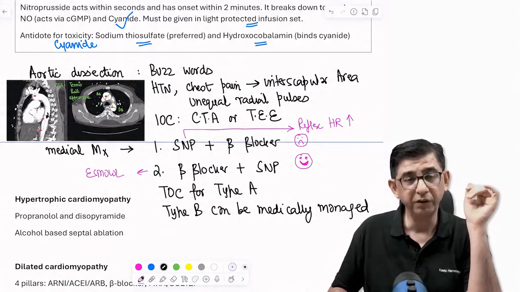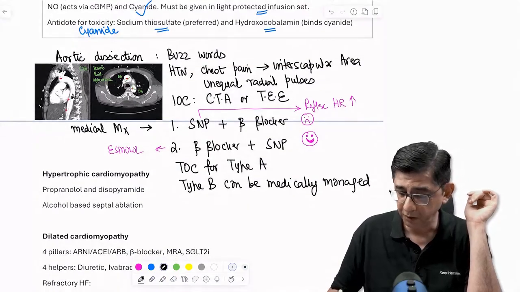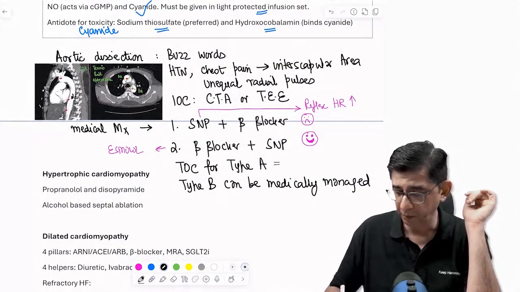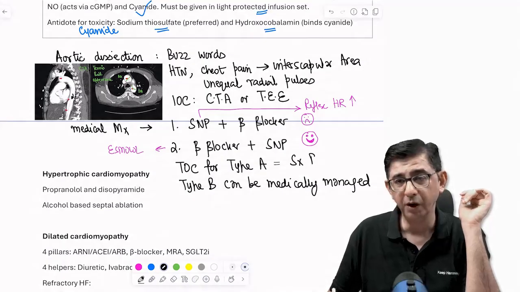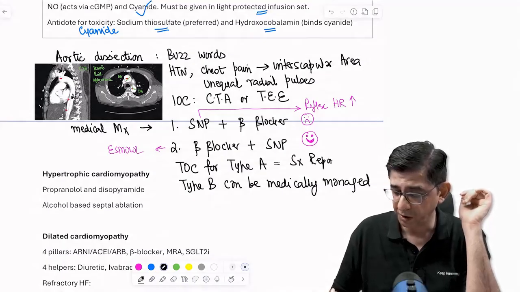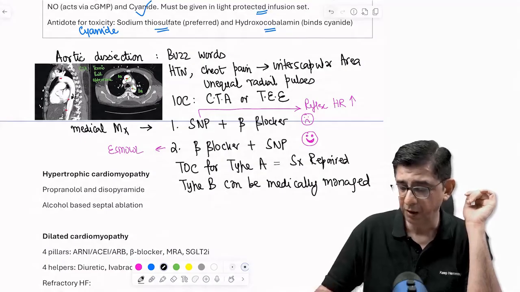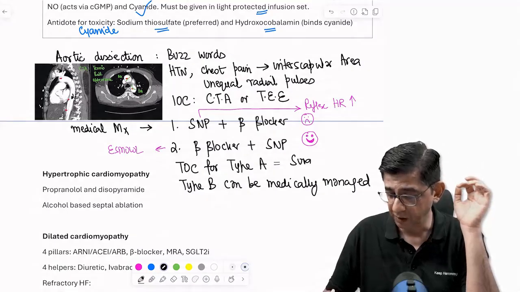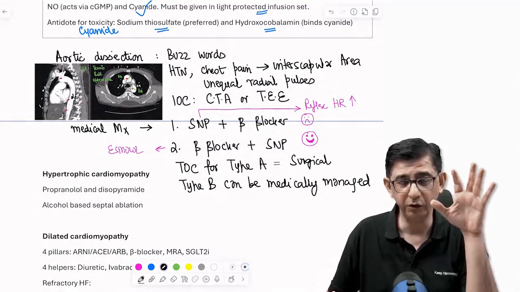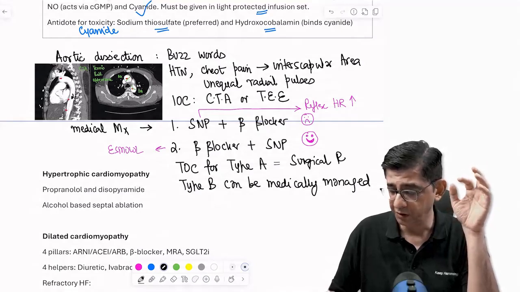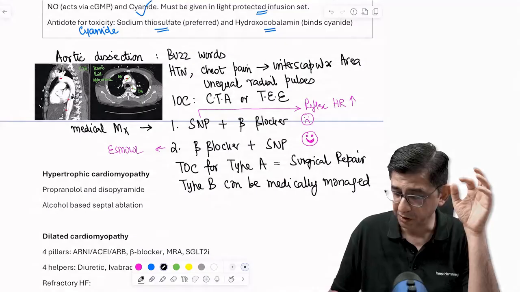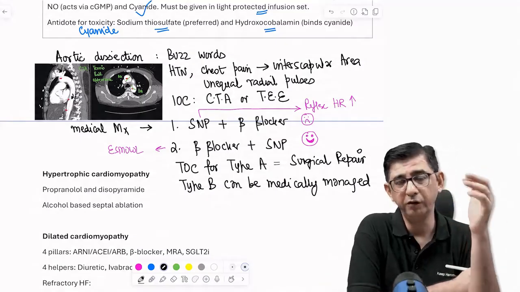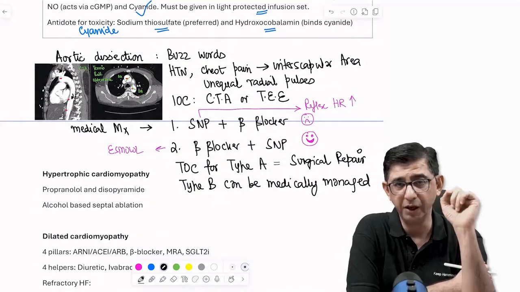For type A aortic dissection, after giving medical therapy, the patient will have to be taken to the OT. The main treatment is surgical repair. But type B aortic dissection sometimes can be managed without surgery also. I repeat my statement. For type A aortic dissection, it is a must that the patient be taken up by a cardiothoracic vascular surgeon and a surgical repair should be done, otherwise the patient will die. But in type B aortic dissection, he can say that it can be medically managed.